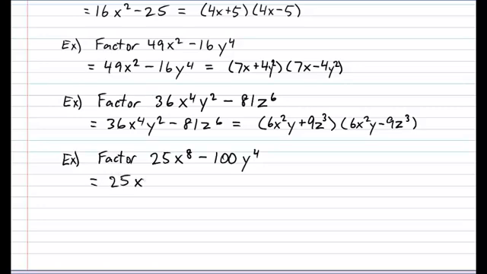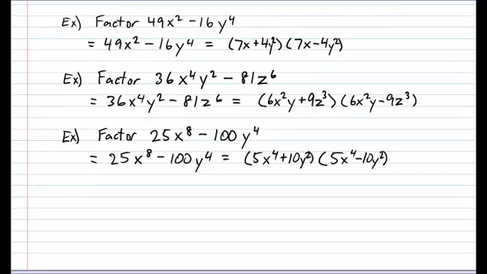That means that 25x to the 8 minus 100y to the 4 can be factored into 5x to the 4 and the second term is 10y squared, and one bracket has a plus, the other bracket has a minus. So, how'd you guys do? Great! Let's try one more on your own.